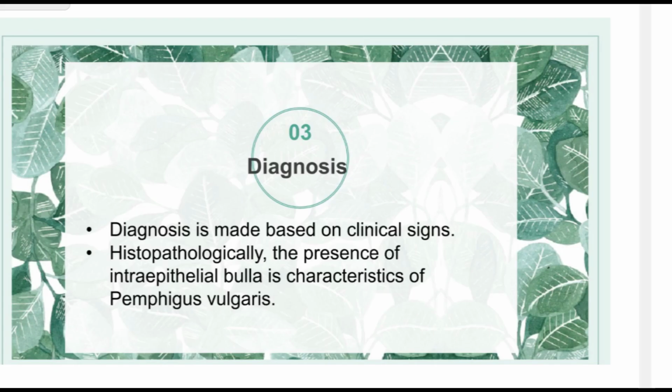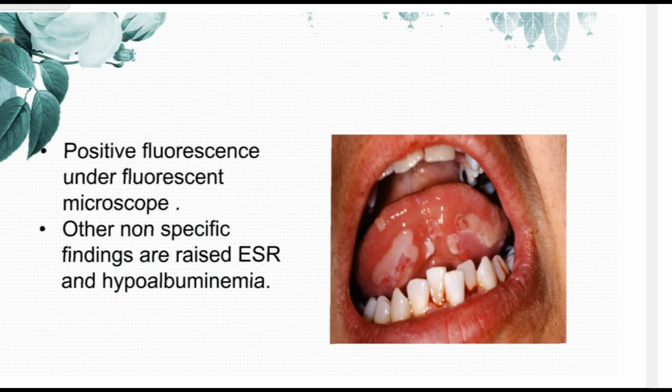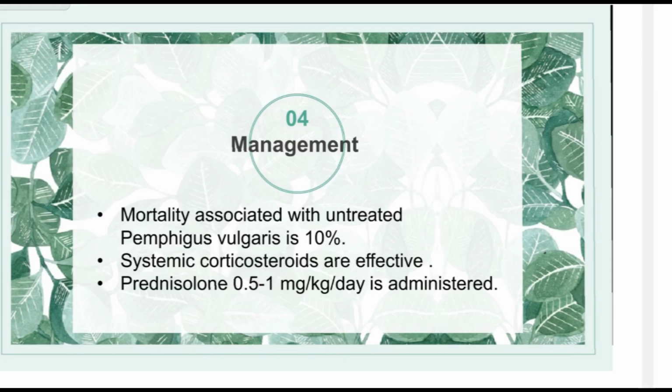How to diagnose pemphigus? Diagnosis is made based on clinical signs. Histopathologically, the presence of intraepithelial bulla is characteristic of pemphigus vulgaris. Positive fluorescence under fluorescent microscope. When we add some fluorescence, it will show the colors in fluorescent microscope. Other non-specific findings are raised ESR, erythrocyte sedimentation rate, and hypoalbuminemia.